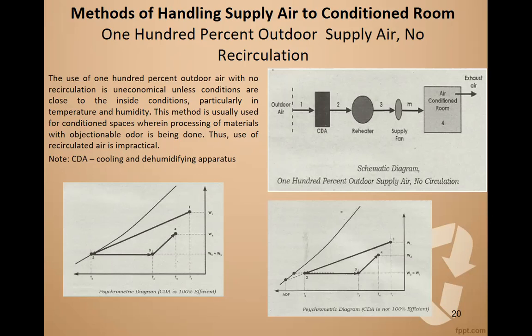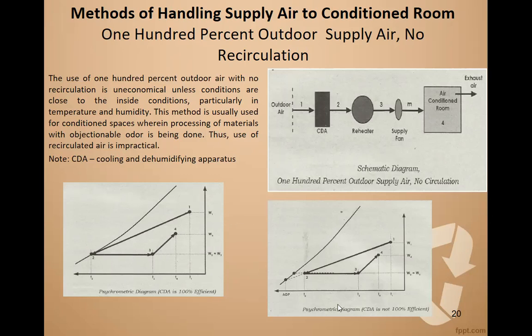So, ito yung psychrometric chart. For a 100% efficient cooling and dehumidifying coil, 1 to 2. 100% efficient, it is saturated. And 3, and 4. Lalabas na sa dyan, punta sa 4. So, meron pa itong usog-usog dito konti. Okay, 3 to 4.